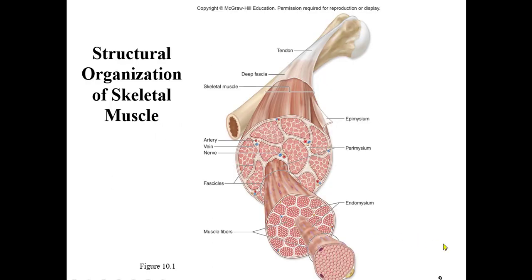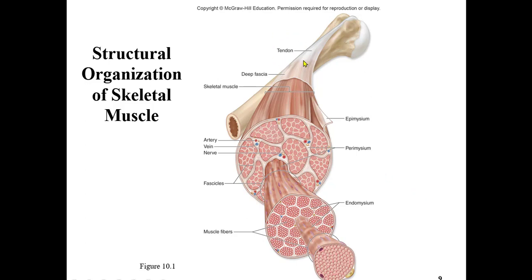Okay, this picture is very important. You will find this kind of picture in both your textbook as well as the PowerPoint slides. Now, this is the organization that you need to know. They will guaranteed ask this in lab as well as lecture. So we're going to start with the top.